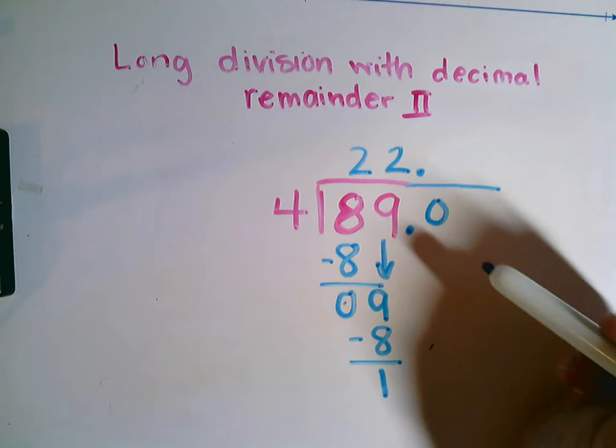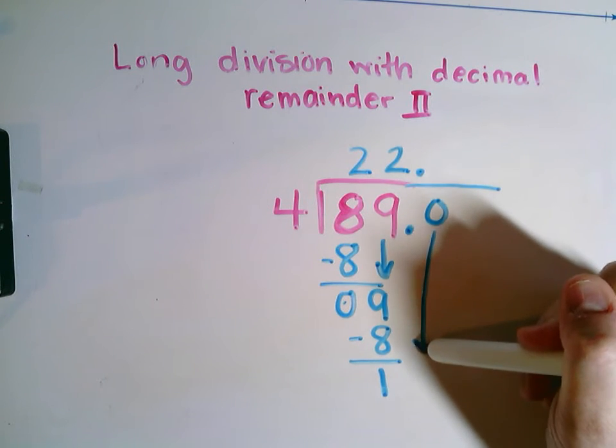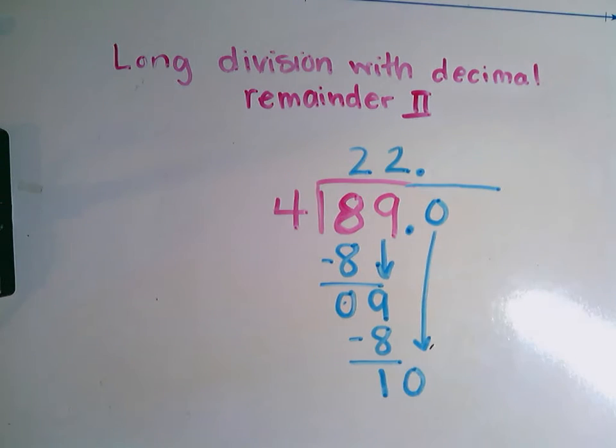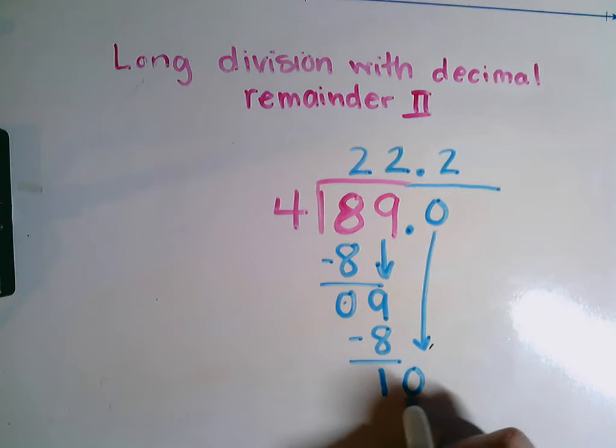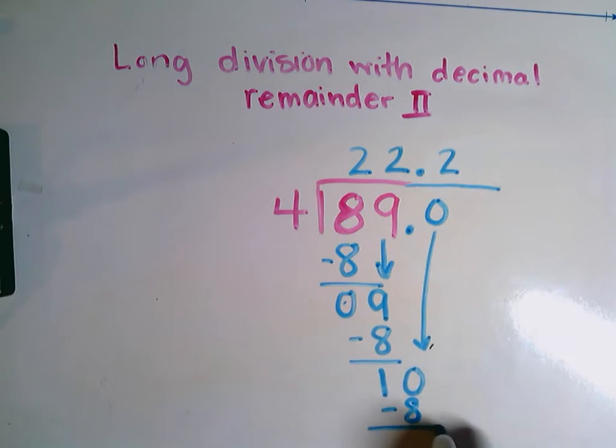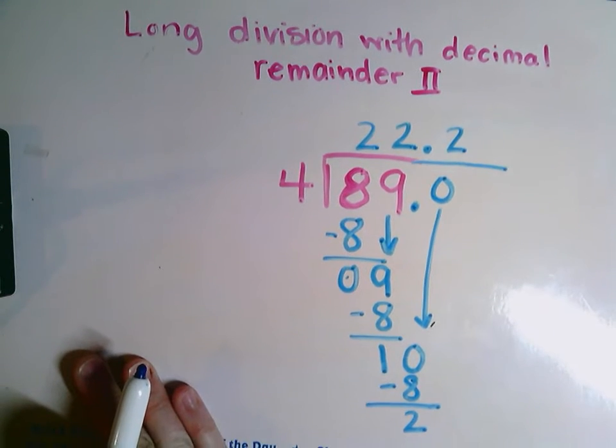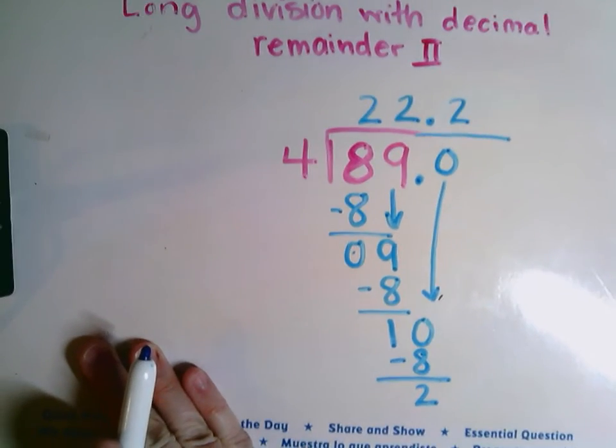All right, so I'm going to bring the 0 down next to my 1 that I had left over. And now I have a new number to divide, which is 10. Okay, so now I need to think, well, how many groups of 4 can I get from 10? Well, 4 times 2 is 8, and 4 times 3 is 12, so I can't use 3. I'm going to have to use 2. 2 times 4 is 8. And when I subtract, I still have something left over. Let me slide down here, I'm running out of space. I have a 2 left over.